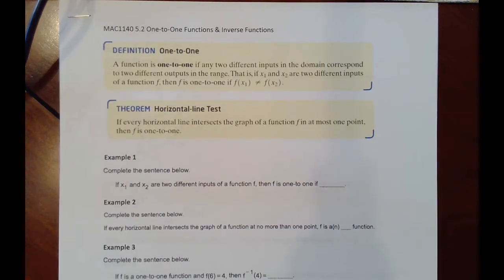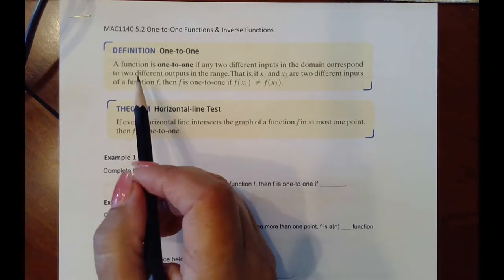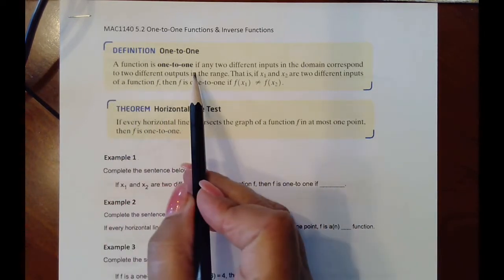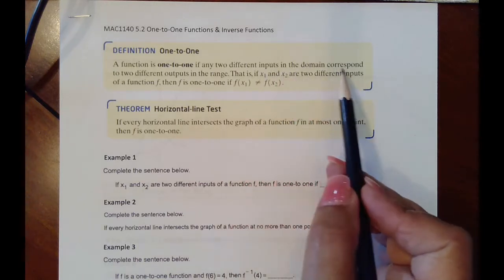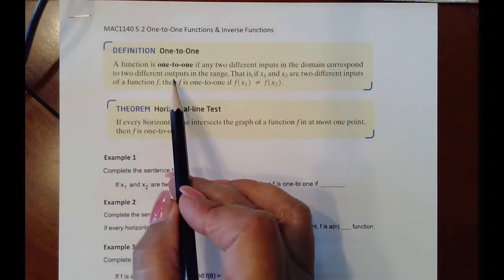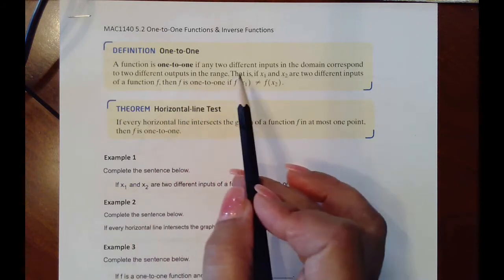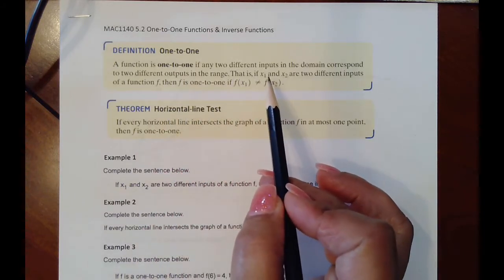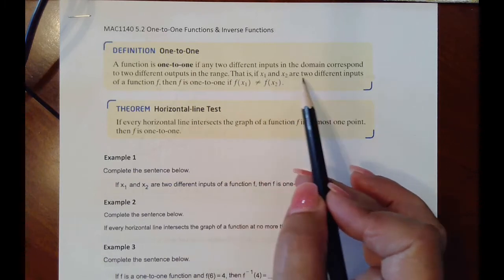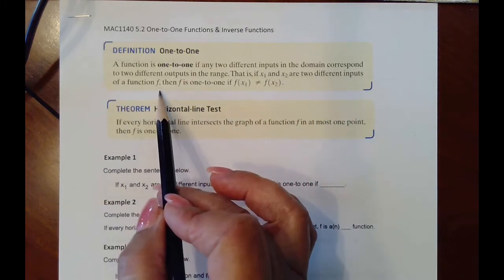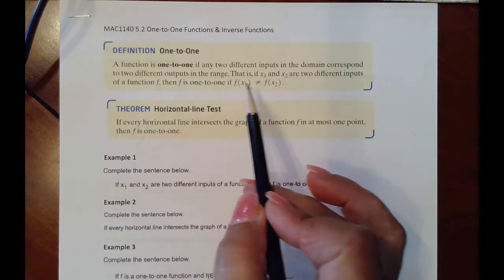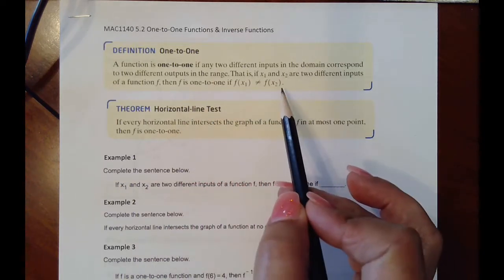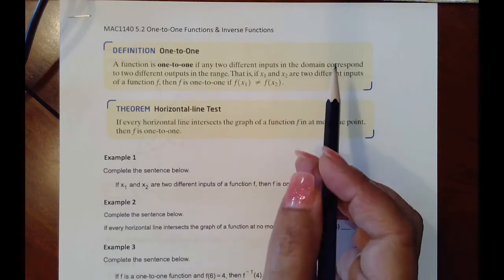Okay, so we start off in this section looking at the definition of one-to-one. I'm going to reword it in my own words, but this is the way your book is giving it. And they try to state it in two ways. A function is one-to-one if any two different inputs, those are the x values in the domain, correspond to two different outputs, those are the y values in the range. That is, if the first x value and the second x value are different inputs of a function f, then the function is said to be one-to-one if the corresponding y values are also different.